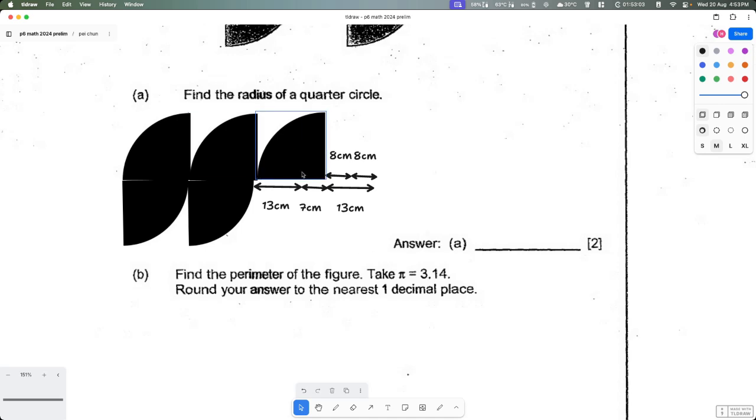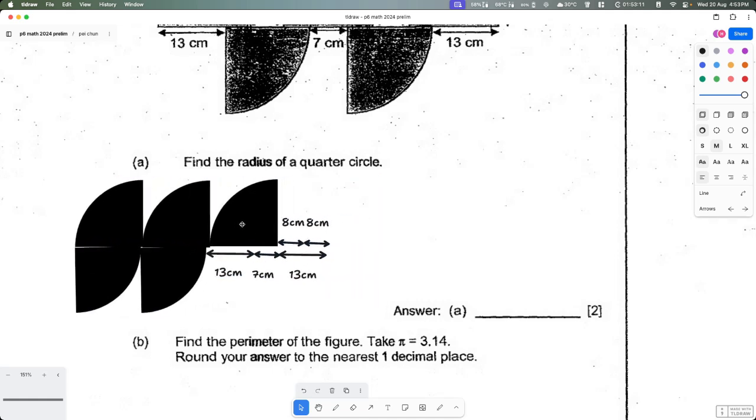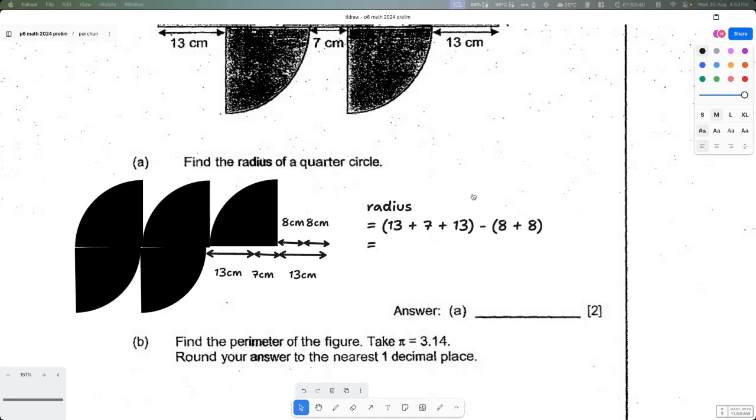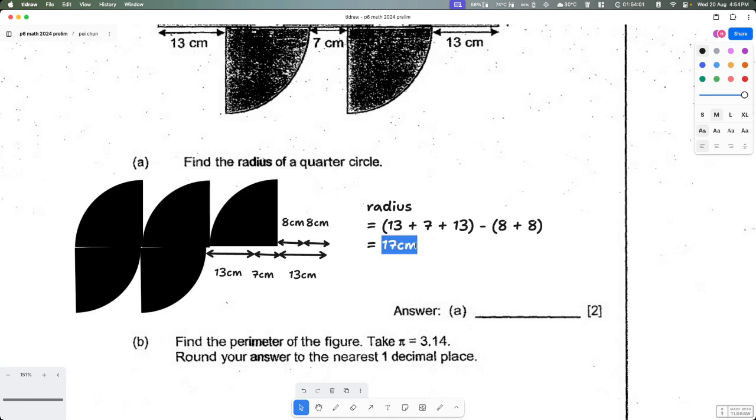All right, so then can we know what's the radius, right? So in this case over here, the radius is equal to, I'm gonna put the bracket 13 plus 7 plus 13, then we minus 8 plus 8. Okay, so let's put the radius bottom. So this will be 33 minus 16, right? So bracket 13 plus 7 plus 13 bracket minus bracket 8 plus 8 bracket. Okay, and the answer to this is 17 centimeters, right? 17 centimeters. There you go.